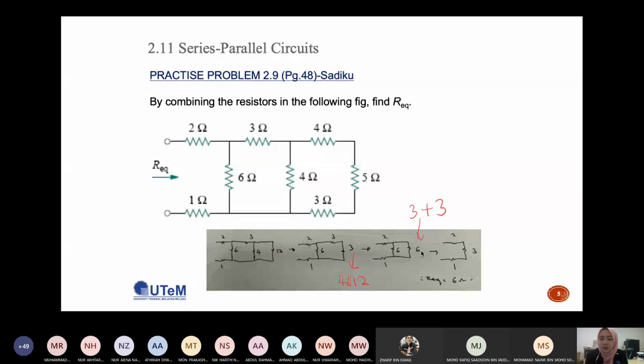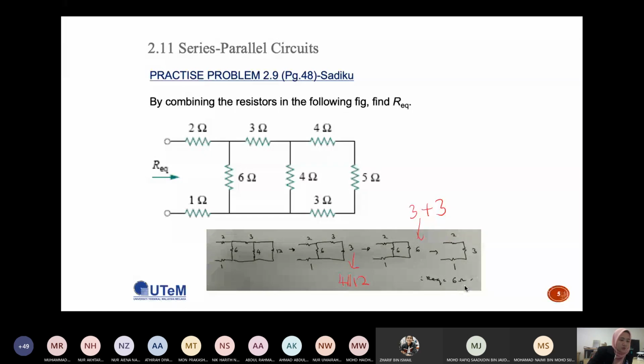And the final circuit, you have something like this. You have 3 ohms, 2 ohms, and also 1 ohm in series. So to find the R equivalent, you just add the 2 ohms, 3 ohms plus 1 ohm, and you will get equal to 6 ohm. So any question for practice problem 2.9? Simple, right?